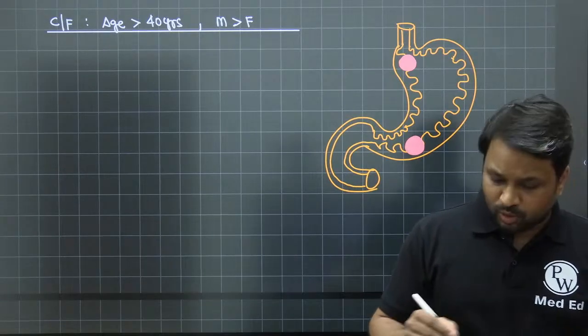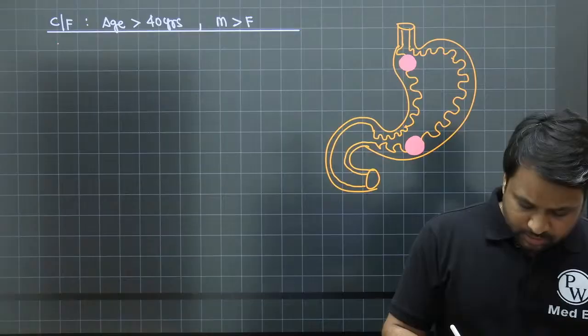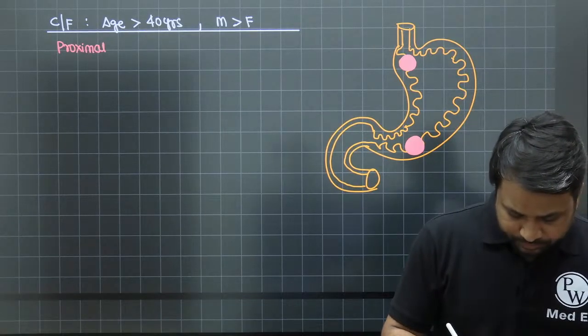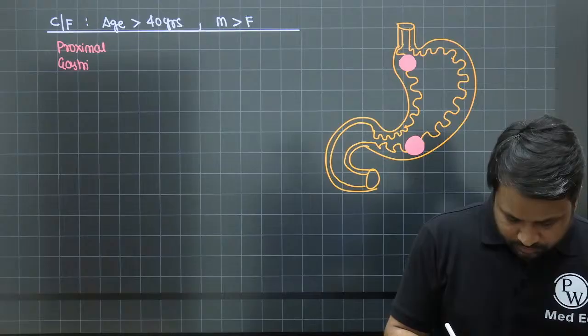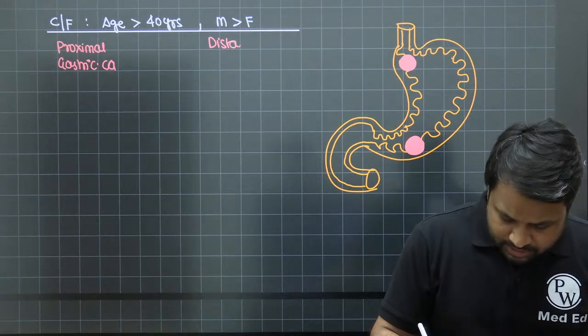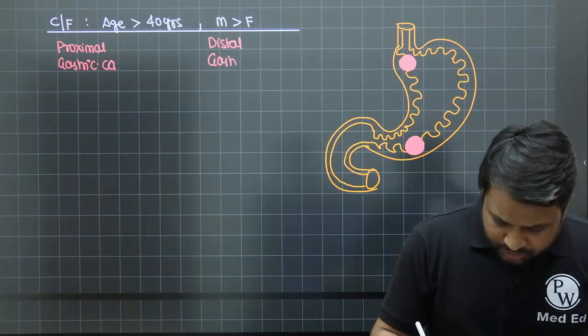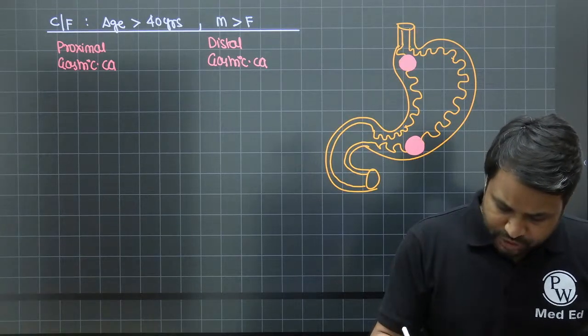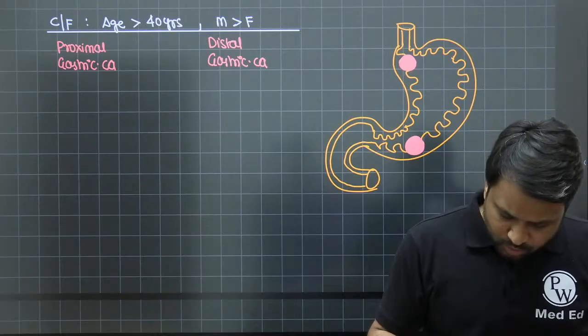So I can divide the whole clinical scenario into the proximal gastric cancer and the distal one. In the proximal gastric cancer and the distal gastric cancer, we'll try to understand what will be the differentiating symptoms between these two classes.